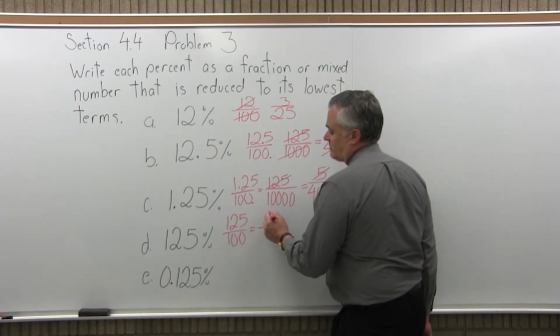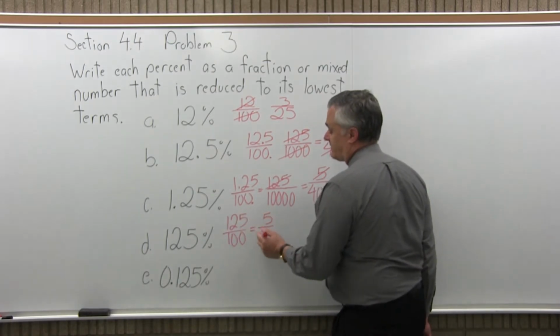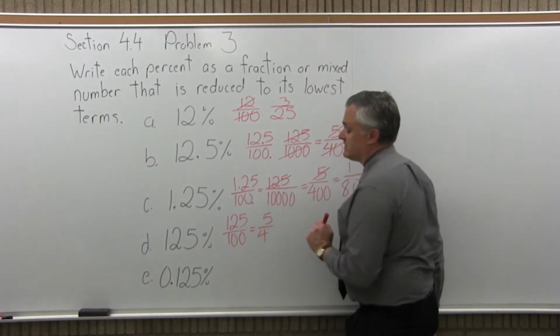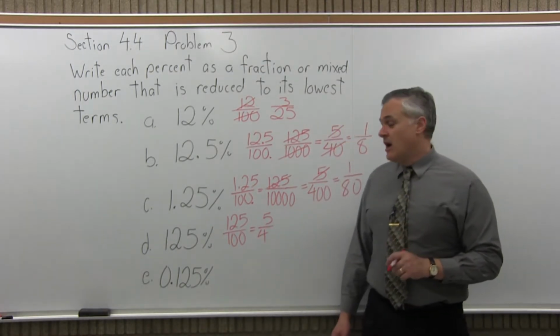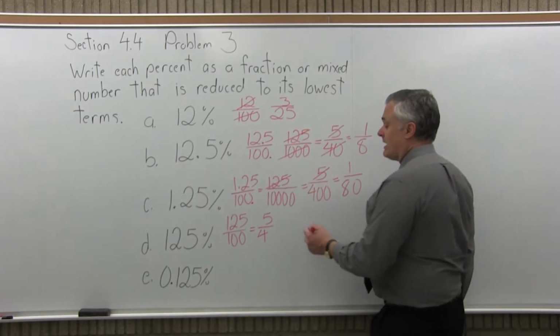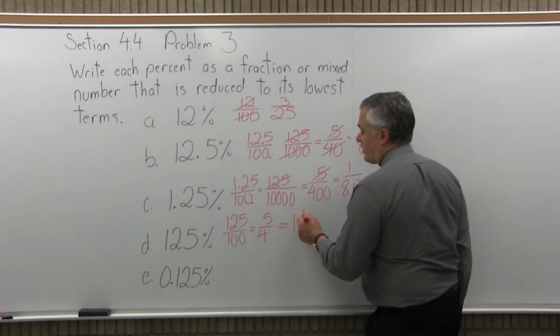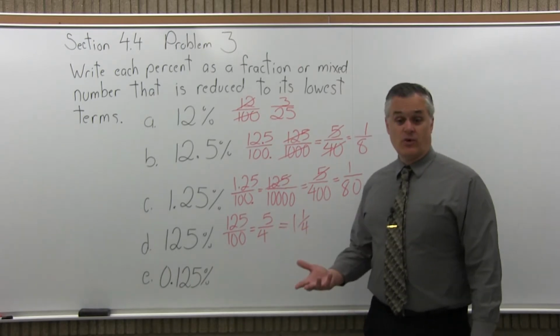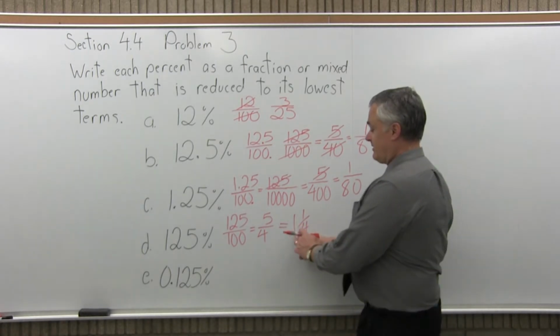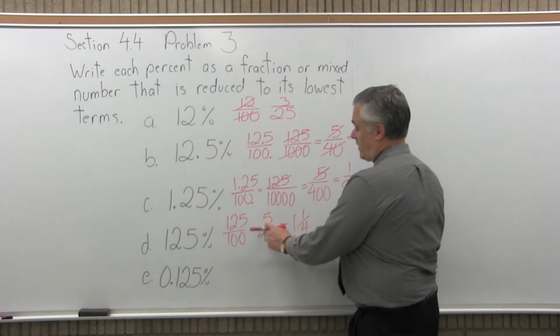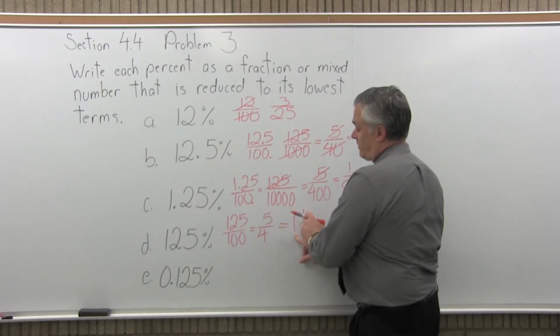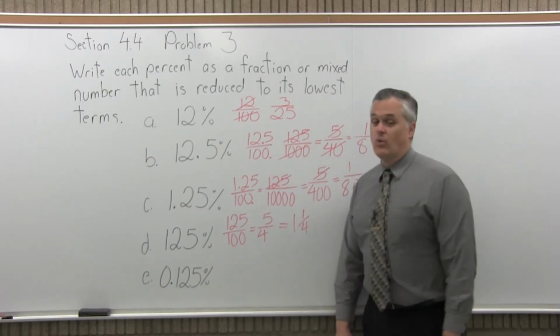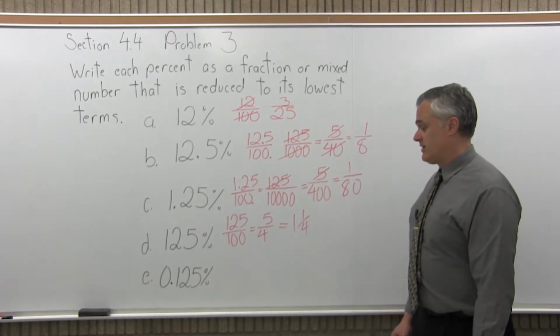25 divides into the numerator 5 times. 25 divides into the denominator 4 times. 5/4. And that's good, or you could write it as 1 1/4. Again, 4/4 would be 1. 4 over 4 is 1, so there's the 1 in front. This 1 is the 4 over 4, and because there's 5, there's 1 more fourth left. So that's where I get 1 1/4.